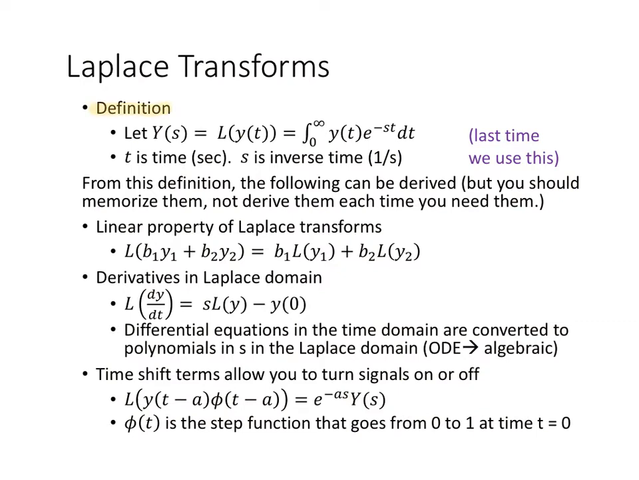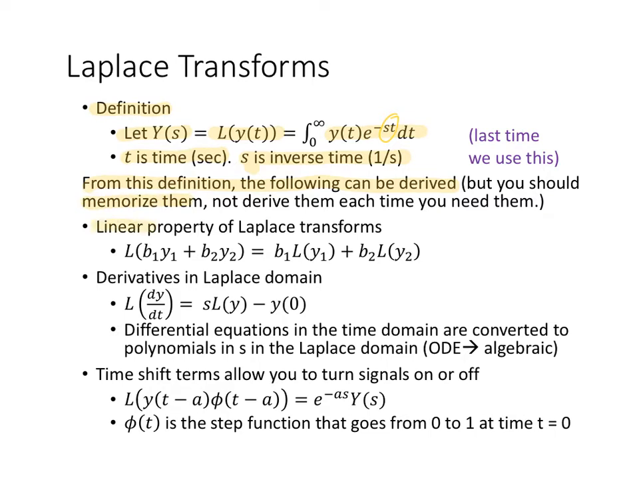The definition of a Laplace transform is that we often use the capital letter that corresponds to a letter. So if this is a function y of t, we'll let capital Y of s equal the Laplace of y of t. It's defined as the integral from 0 to infinity of y of t times e to the minus st dt. So we know t is in units of seconds. S here is in inverse time, and you can see the units by how that comes in over here. From this definition, the following properties are derived. And again, you don't want to be deriving these when you need them. You should simply memorize them.